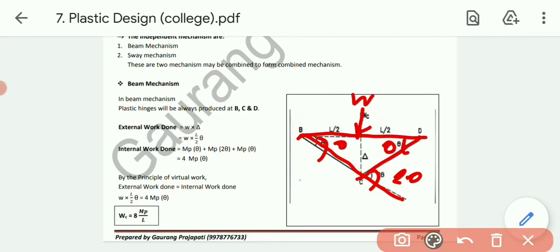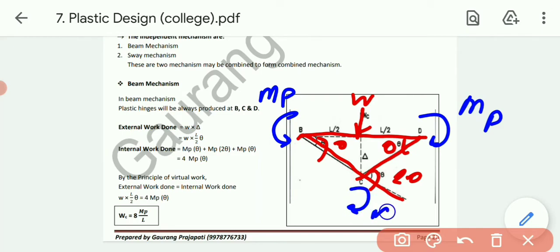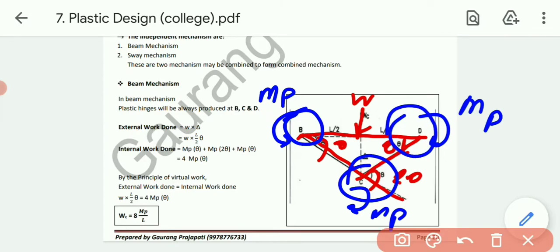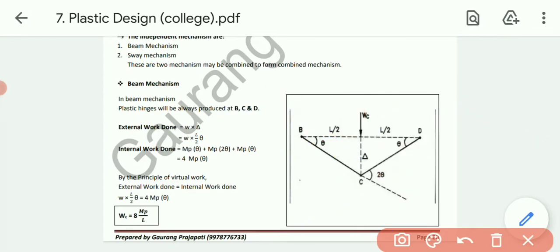Now both B and C are intermediate supports, so moment will be produced at B as well as at C, and at the center obviously moment will be produced, that is MP. So plastic hinges are produced at B, at C and at D. As you can see, moment is there, so plastic hinges will be produced at B, C and D. Now for the external work done, we need to derive the relation between the theta values.